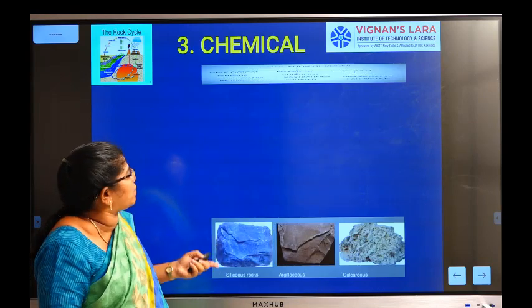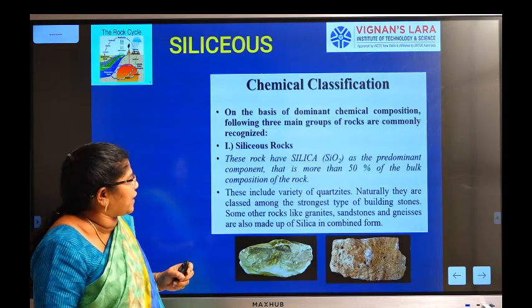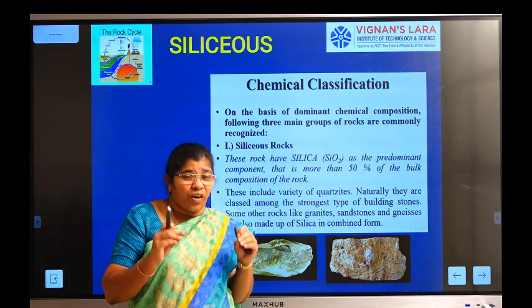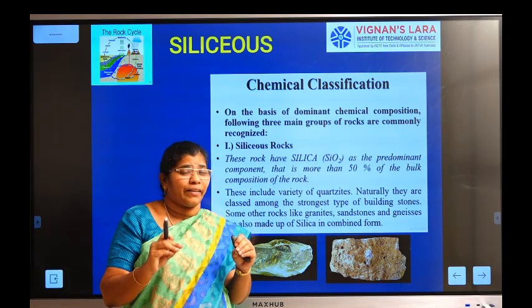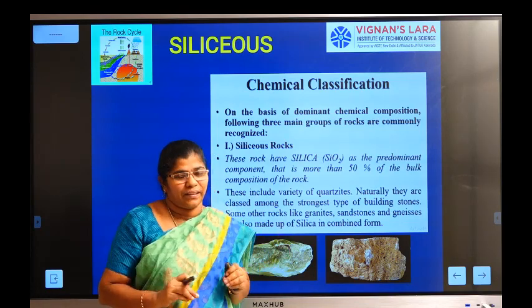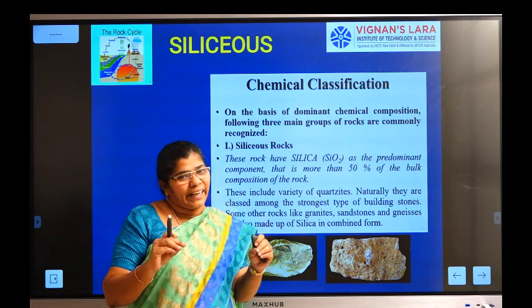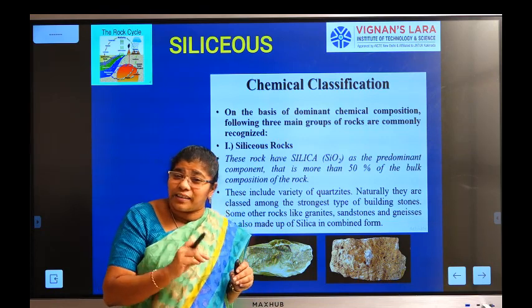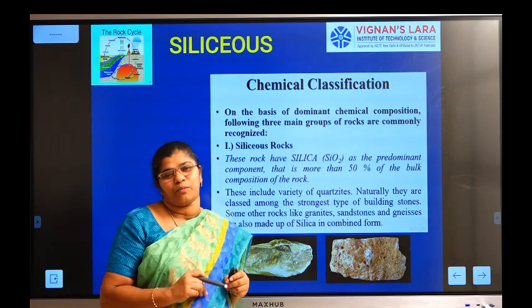Next we will see about the chemical classification. The chemical classification, as I told you, is based on the chemical substance available in the rock, and it is classified into three types: siliceous rocks, calcareous rocks and argillaceous rocks. So now you know what is siliceous rock. Silica content is more, right?